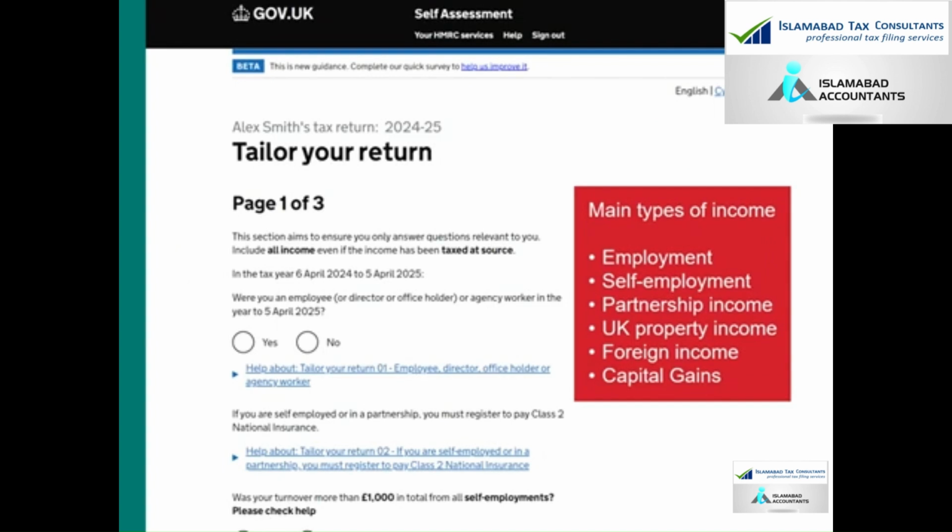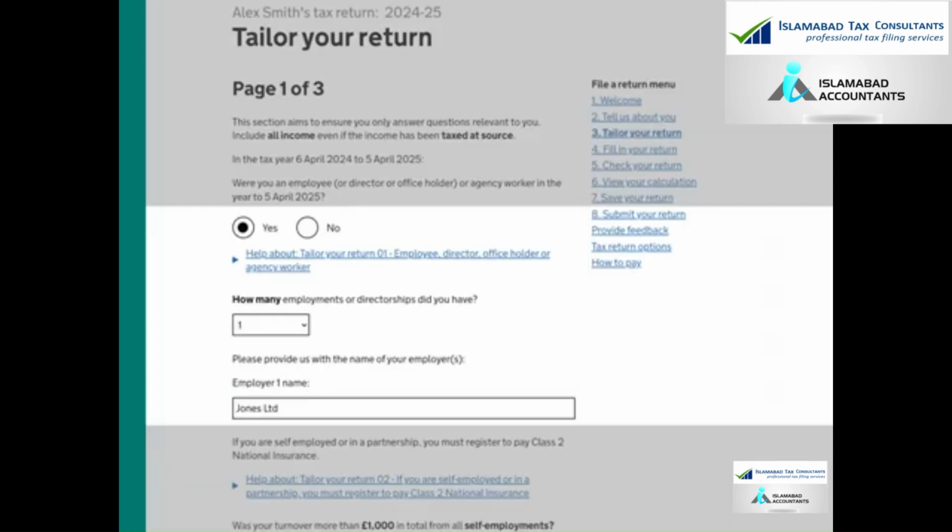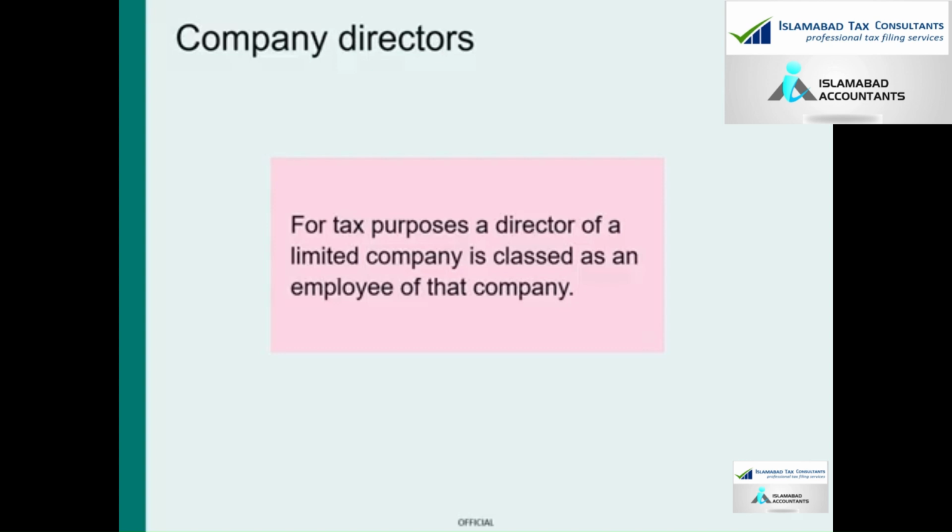This first page asks about your main types of income. For example, employment, self-employment, and UK land or property income. When you answer yes to some questions, you may be asked for more information. For example, if you answer yes to being an employee, director, office holder, or agency worker, we'll ask how many employments you had and the name of each employer. I'll just mention that for tax purposes, the director of a limited company is classed as an employee for that company. They are not classed as self-employed.